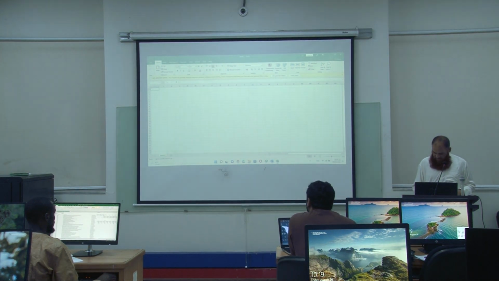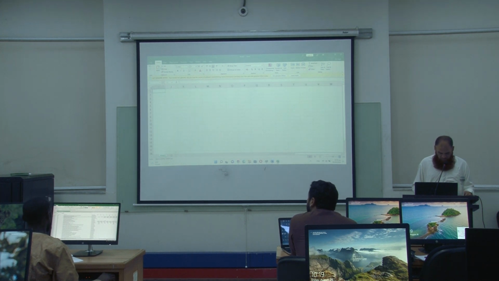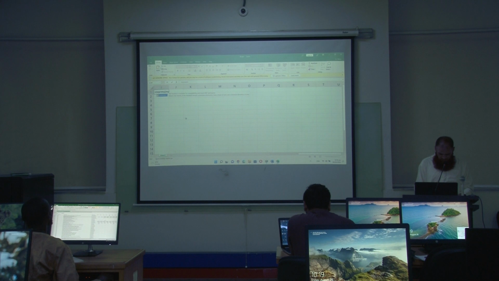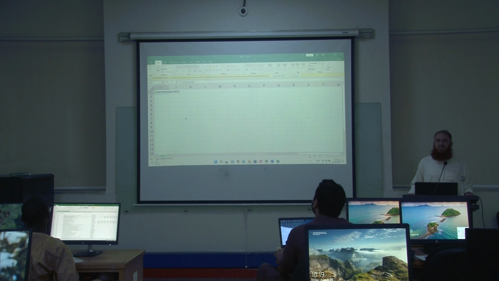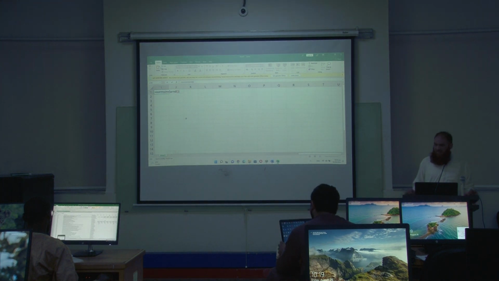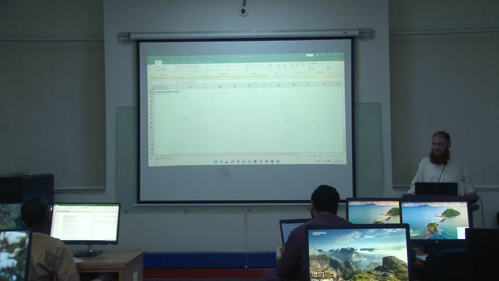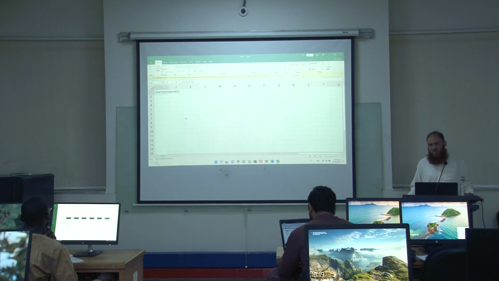See, here I am writing a command equal to NORMSINV. This command is generating standard normal random numbers, and these random numbers are white noise. This means that there is no autocorrelation, no heteroscedasticity, and zero mean among these.